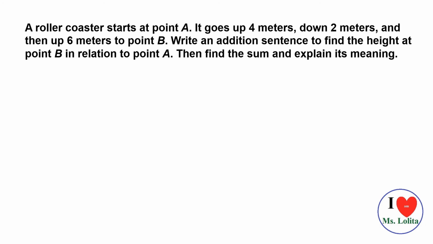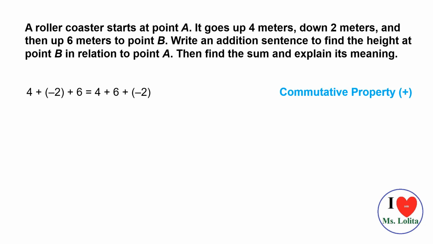Let us work on a real-life situation. A roller coaster starts at point A. It goes up 4 meters, down 2 meters, and then up 6 meters to point B. Write an addition sentence to find the height of point B in relation to point A. Then, find the sum and explain its meaning.